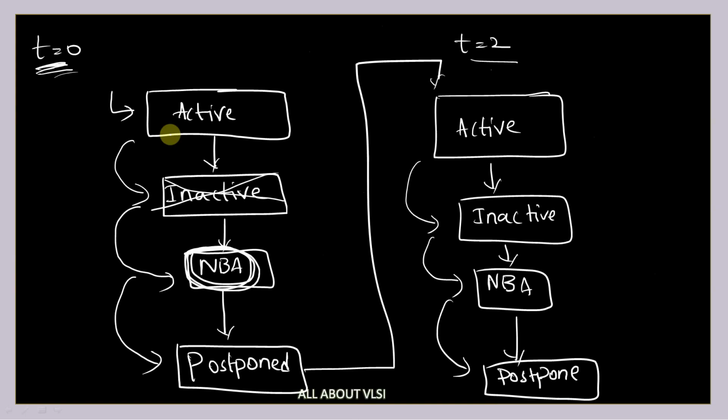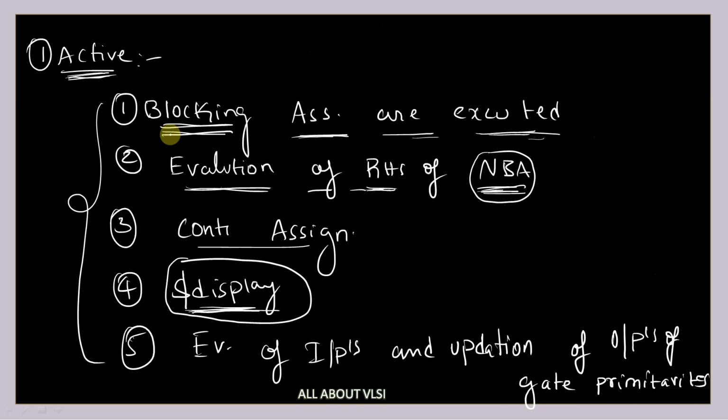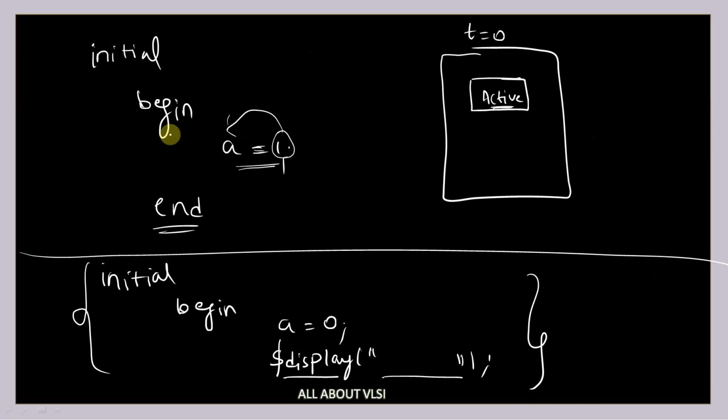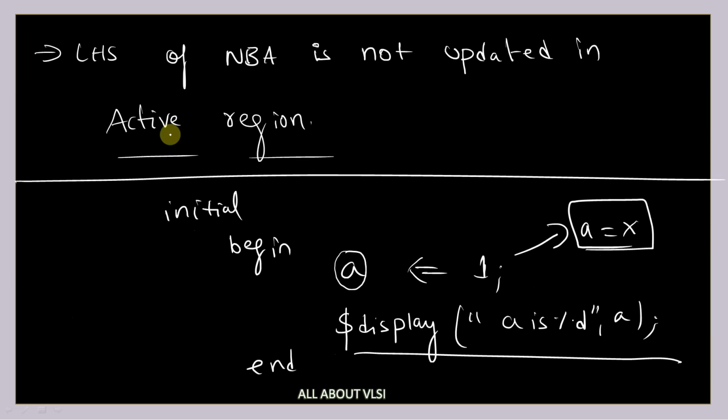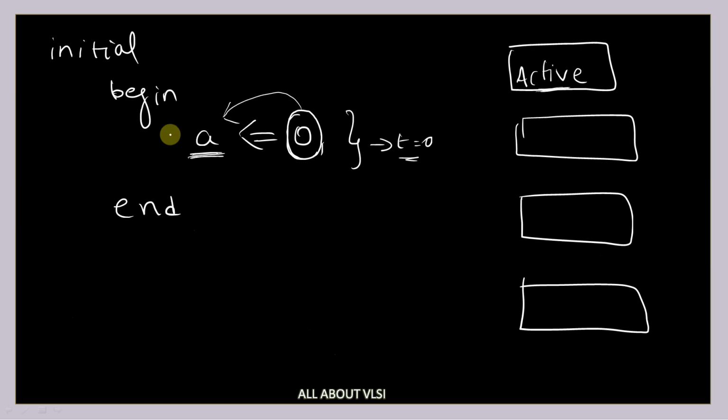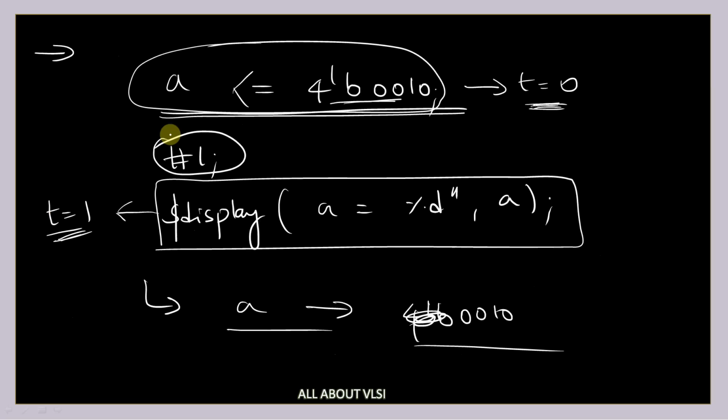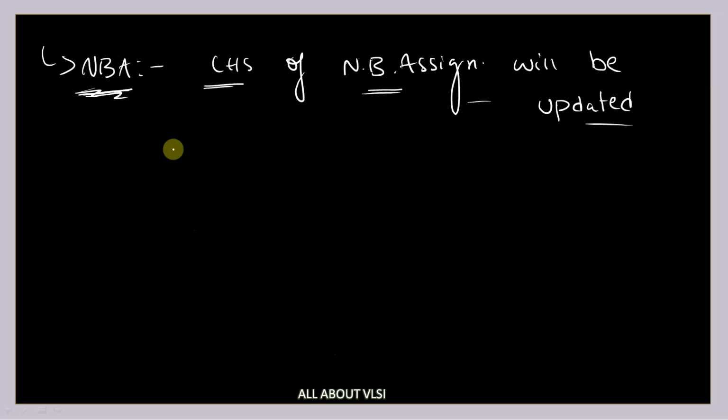This was a very important concept which we started: active, inactive, NBA, postponed. These regions we have seen, and what is happening in the active region we have also seen in our previous sessions. We have also seen the $display statement, what it means and how it works, how $display works with non-blocking assignments, with blocking assignments, and when you have a delay. All these things we discussed in our previous session.